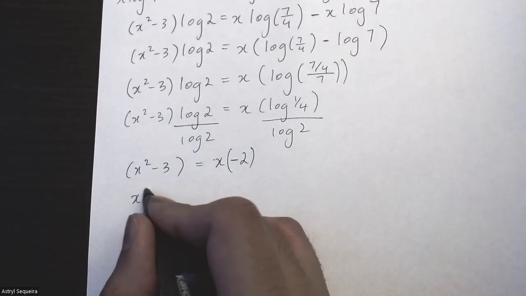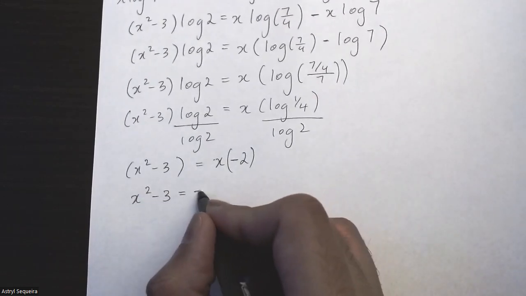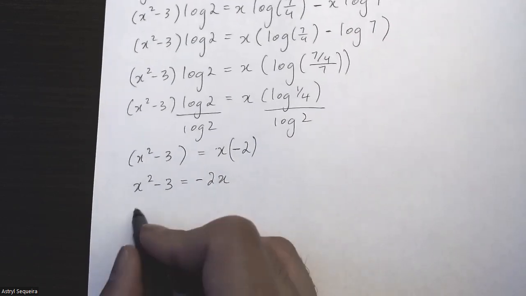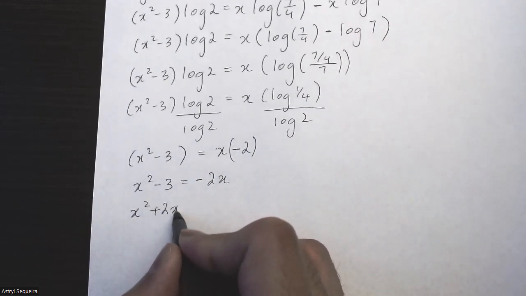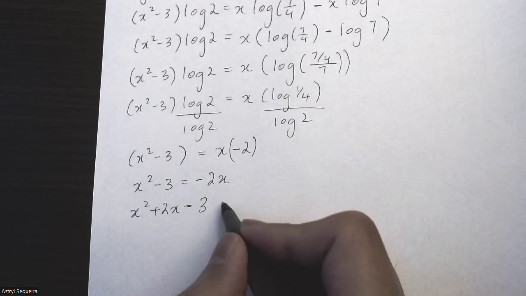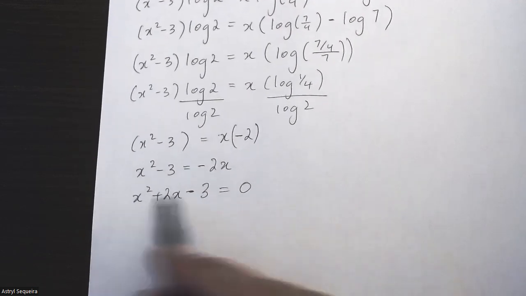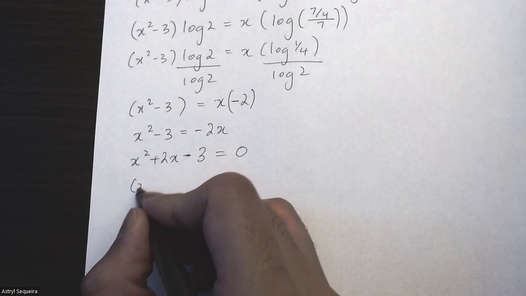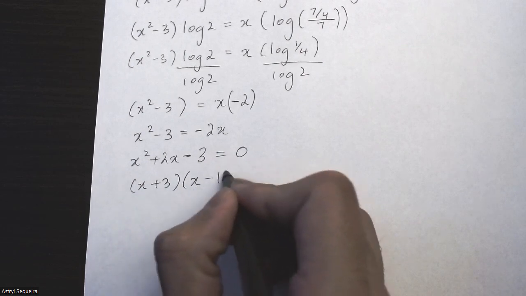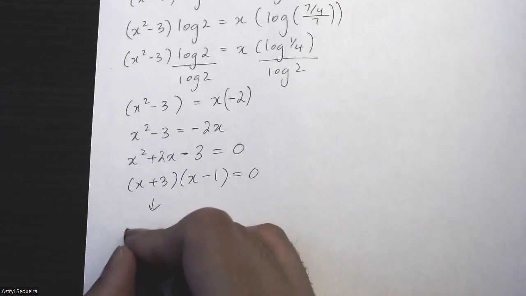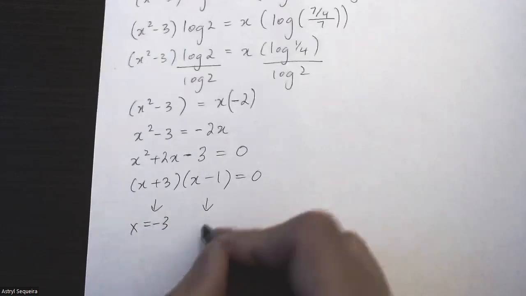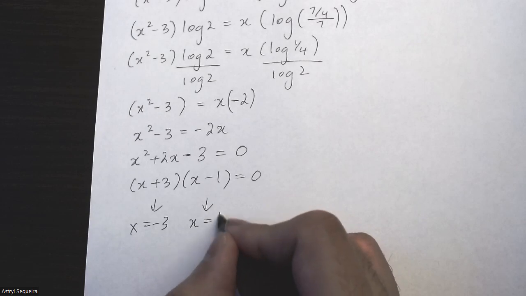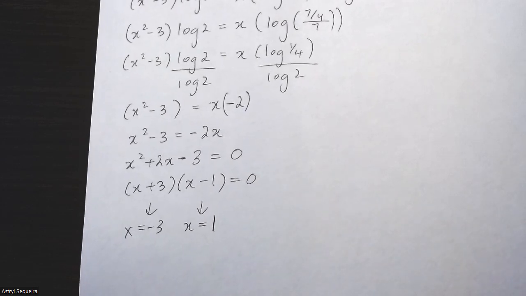Just get rid of my brackets now. So x² minus 3 equals negative 2x. Then x² plus 2x minus 3 equals 0. This is a simple quadratic equation. What multiplies to negative 3 and adds to 2? It's just positive 3 and negative 1. Then I just get my solutions to be negative 3 and positive 1. So those are my two solutions for this exponential equation in the first question.